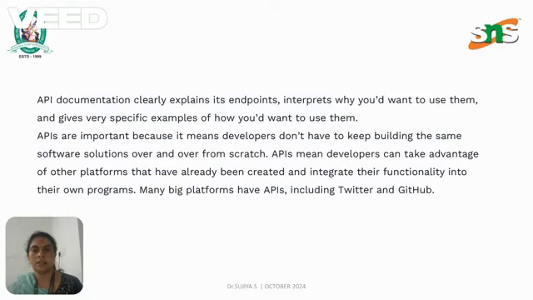API documentation clearly explains its endpoints, why you would want to use them, and gives very specific examples on how you would want to use them. It is important because developers don't have to keep building the same software solutions over and over from scratch. APIs mean developers can take advantage of other platforms that have already been created and integrate their functionality into their own programs. There are big platforms for APIs, including Twitter and GitHub.